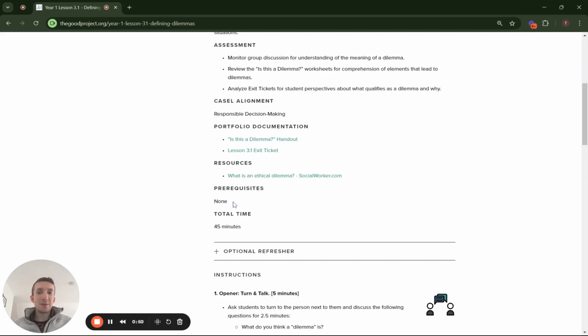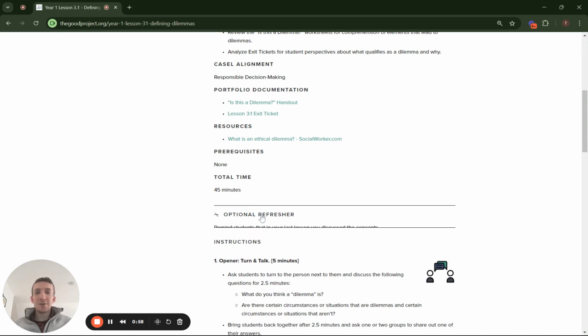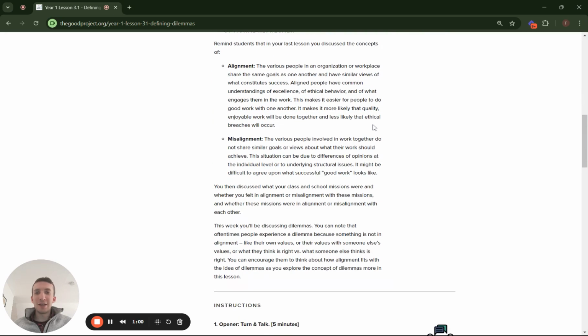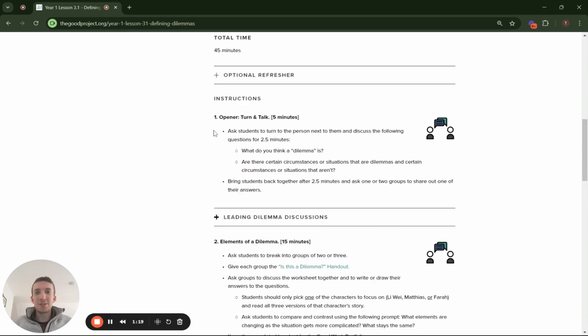You don't have any prerequisites for this lesson, although it is helpful if you've done some of the previous lessons, because some of the concepts that were covered, including here in the optional refresher, like alignment and misalignment, or values, or roles, identity, might be some of the elements that actually lead to dilemma situations, and that students will be able to rely upon and talk about as they're analyzing dilemmas if they have some of that background knowledge.